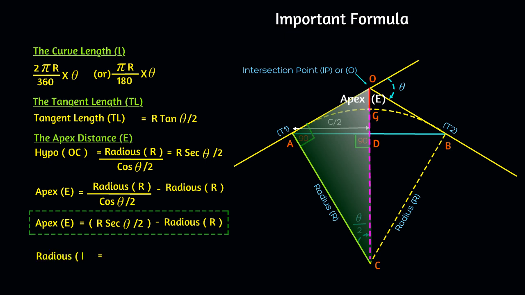Radius, R. While designing the curve, in most cases, we may know the apex distance from the field. Then, with the help of that, we can calculate the radius, which is hypotenuse OC minus apex distance, which gives the radius of the curve.